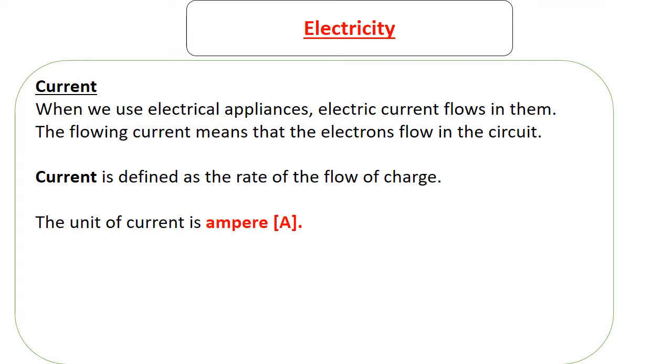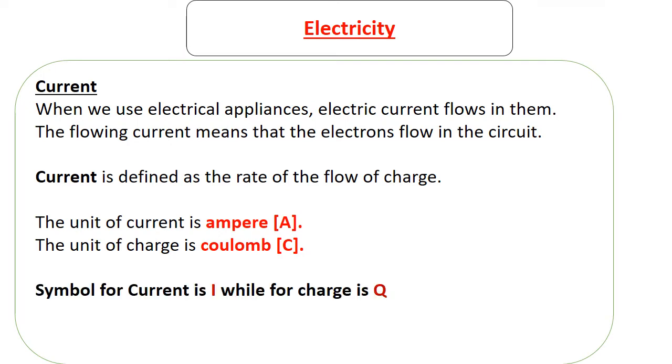The unit of current is ampere, represented by letter A, capital letter A, not small letter but capital letter A. Charge has units of coulomb, represented by C. But current itself and charge are represented by I and Q respectively, meaning that capital letter I is used to represent current and capital letter Q is used to represent charge. The flow of charge is what we call current.